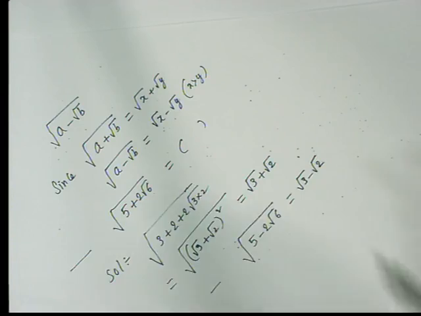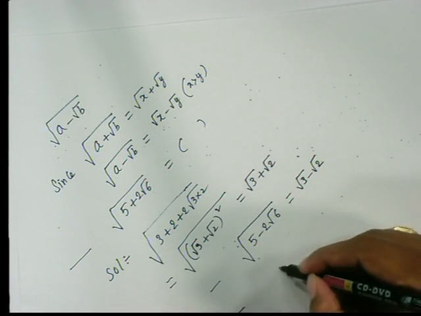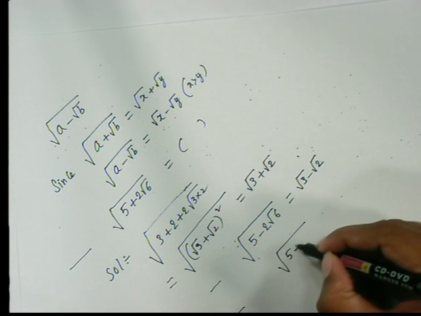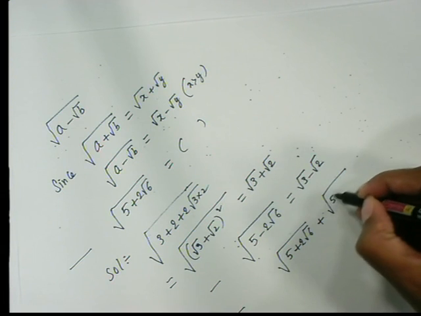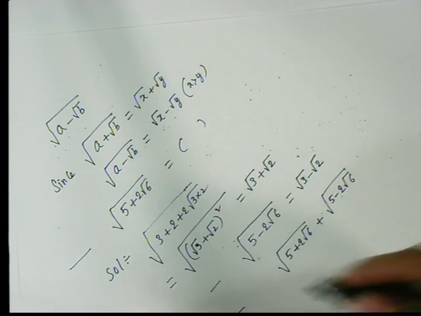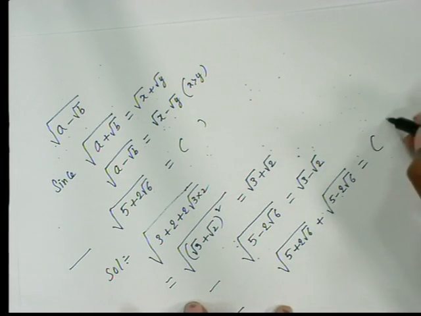Some of the questions may be like this: square root of 5 plus 2 root 6 plus square root of 5 minus 2 root 6. You may be asked this question also. So, how can you solve this question?